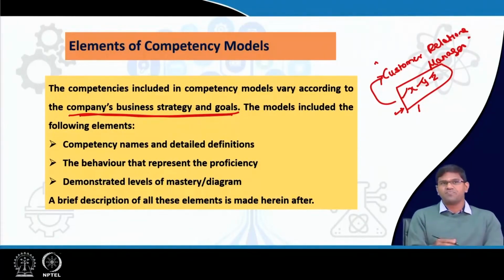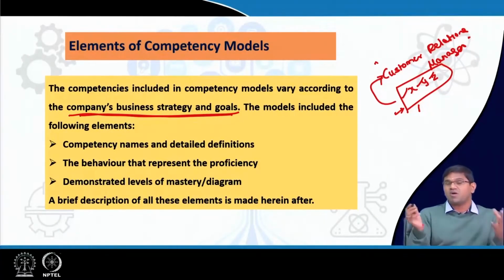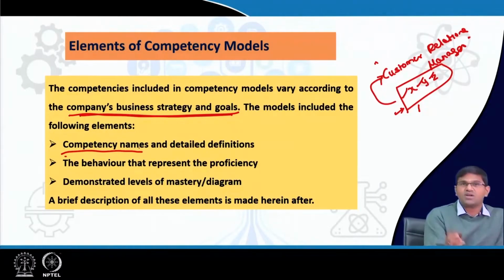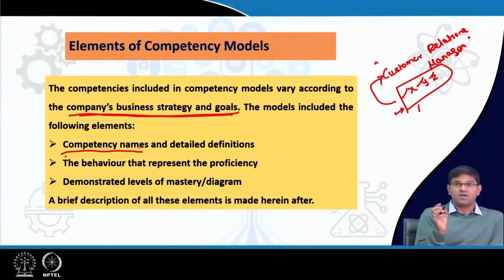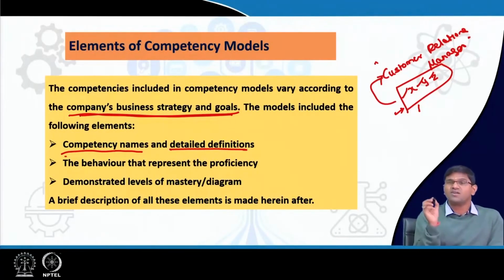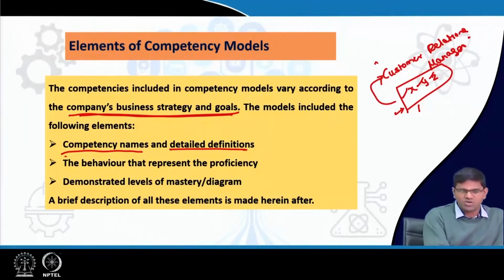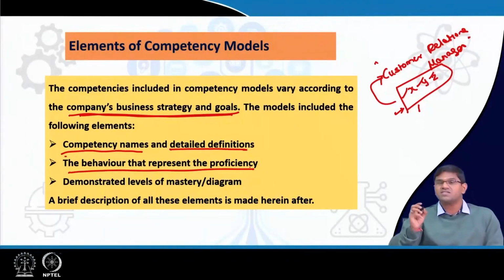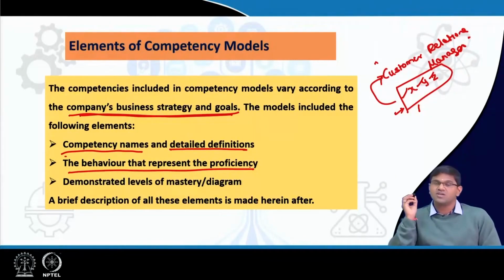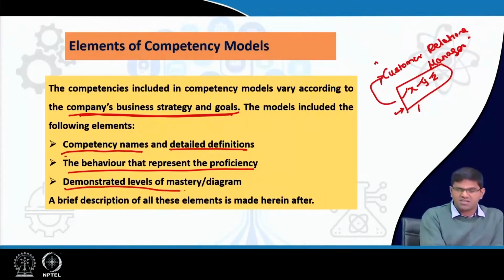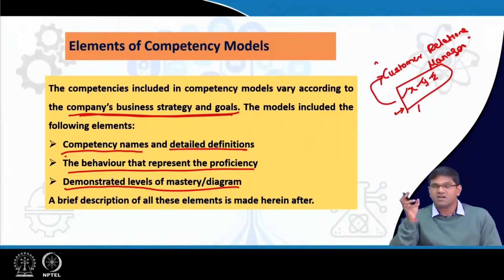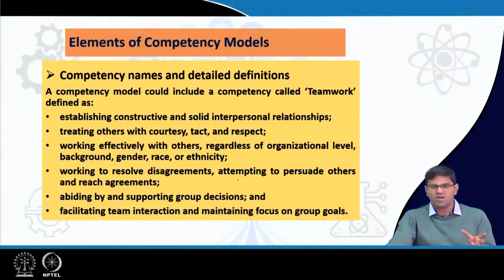So what information is included in a competency model? It will have the competency name. What is the competency name? For example, teamwork, client management. Then it will also provide a detailed definition of the competency we are talking about, and it will also look at the behaviors that represent the proficiency. For example, for teamwork, what are the behaviors which can represent the particular proficiency, and do they also demonstrate the levels of mastery on the specific competency we are talking about. Taking one example, as I said, teamwork as the competency.